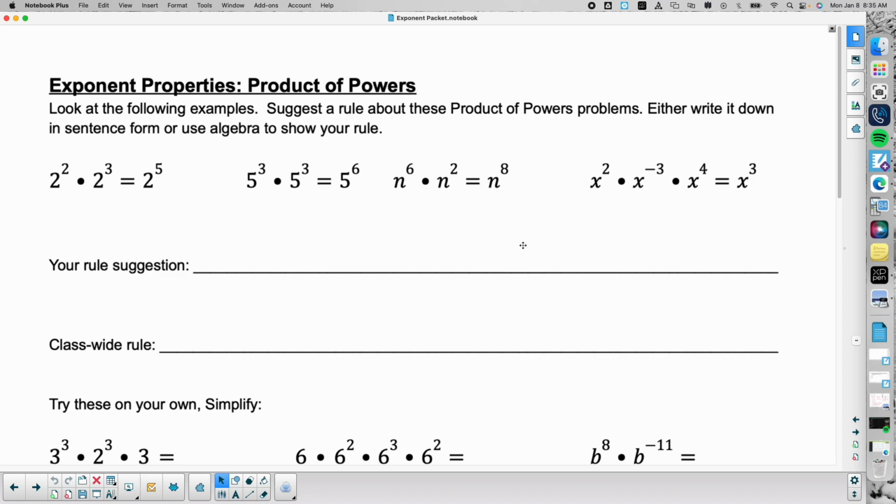So we've got some stuff written up at the top. 2 squared times 2 cubed is 2 to the 5th. 5 cubed times 5 cubed is 5 to the 6th. N to the 6th times n squared is n to the 8th. X squared times x to the negative 3 times x to the 4th is x cubed.